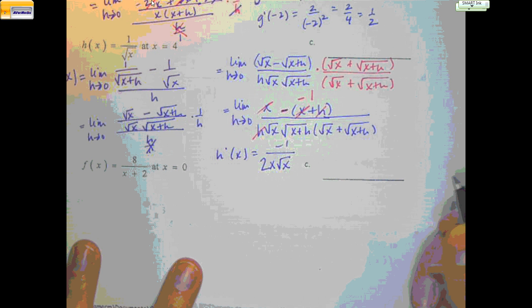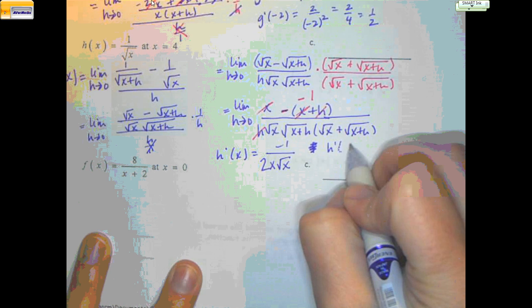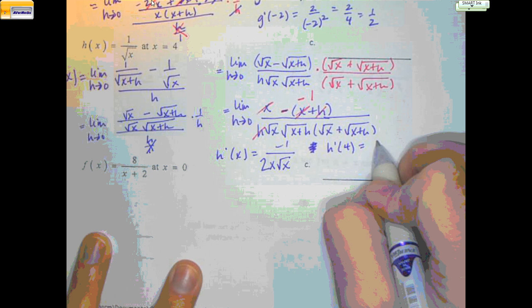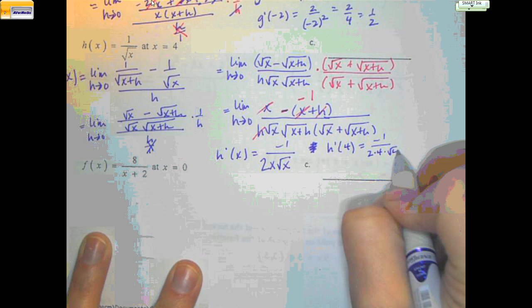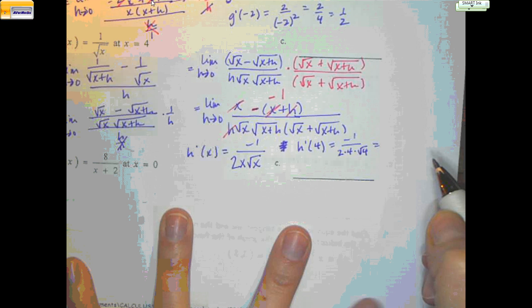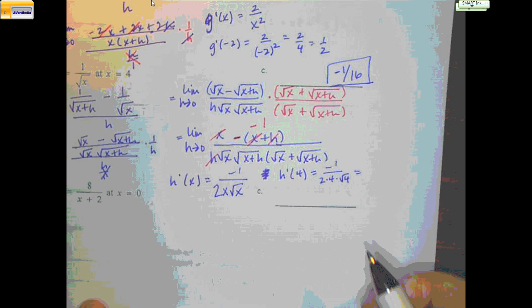And they want to know the value at x is 4. Out of habit, I keep putting an f. Sorry. The derivative at 4 is -1 over 2 times 4 times the square root of 4, which is -1/16. Is that what you guys had? Everybody okay?